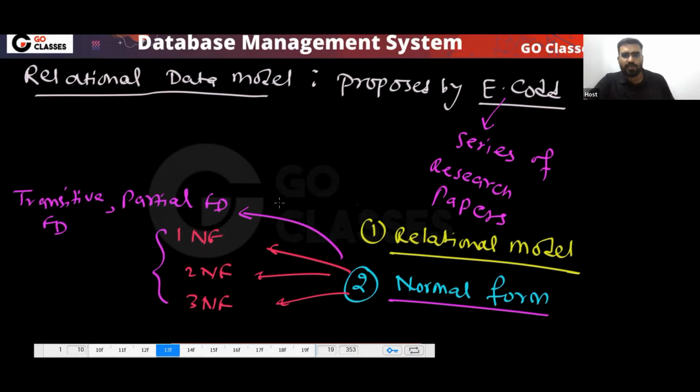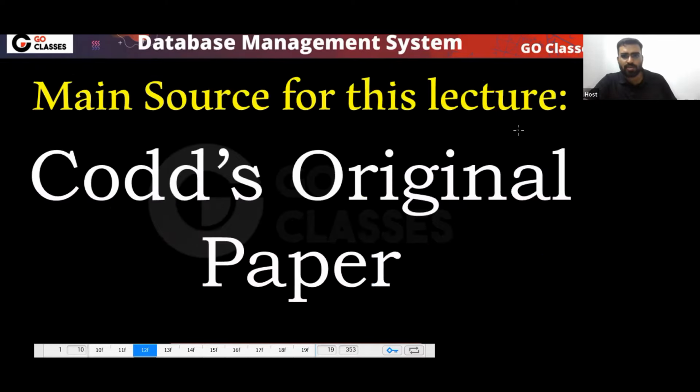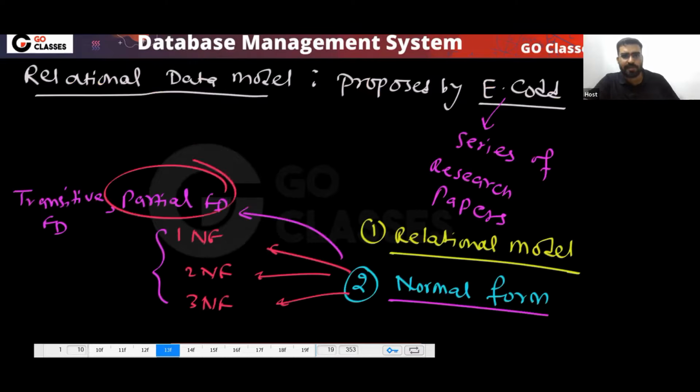Now let me tell you one thing. This was Codd's original research paper, so I will give you the screenshot of this paper. For many concepts, like when we study partial dependency, I will give you the screenshot of the original research paper where this is defined. Similarly, when we study 2NF, I will give you the screenshot of the paper where this is defined. Anyway, now let's move on.